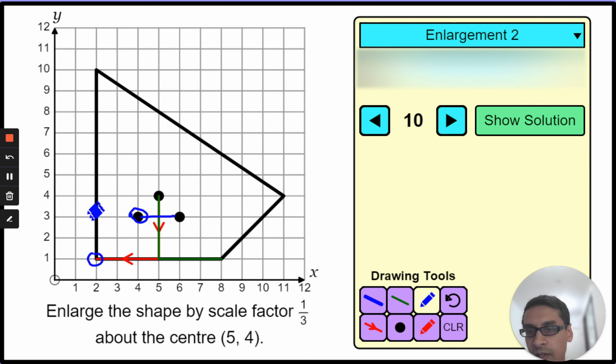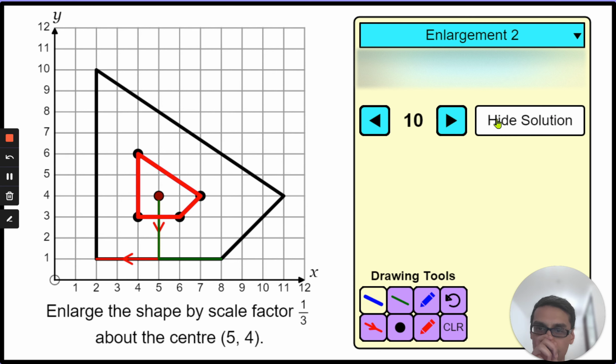Well, I know the height is 1, 2, 3, 4, 5, 6, 7, 8, 9. So 9 divided by 3 is going to be 3. So my height of my shape will be 3 units high. 1, 2, 3. And then here I can see I'm going 1, 2, 3, 4, 5, 6. 6 divided by 3 is 2, so that's going to be my vertex. And if you join these up together, we end up with the shape that we were sketching out. And there's your solution.